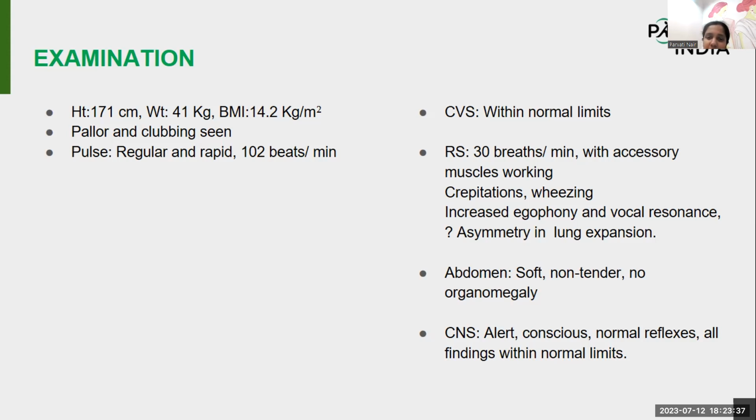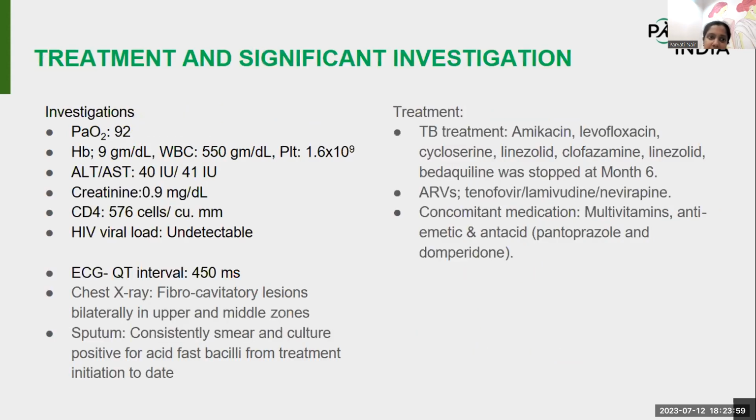Crepitations and wheezing, I didn't mention it, but it's over the upper middle zones, if I remember right. Increased egophony and vocal resonance, and there's some asymmetry in lung expansion. The abdomen is soft, non-tender, no organomegaly, and the CNS is alert, conscious, normal reflexes, and all findings are within normal limits. Next slide, please.